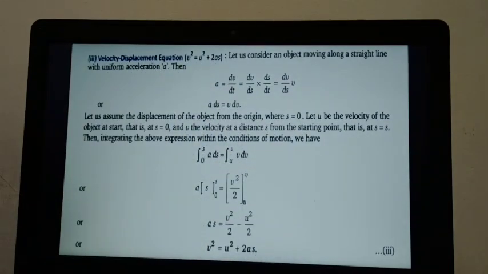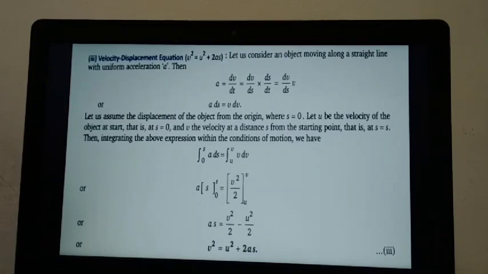See, again the same object is moving with a uniform acceleration a. Then a equal to dv by dt, the equation that we started with. Now we are making an arrangement there. You are multiplying and dividing that equation by ds, so it will become dv by ds into ds by dt. Is there any change? No, ds and ds get cancelled and it remains dv by dt.